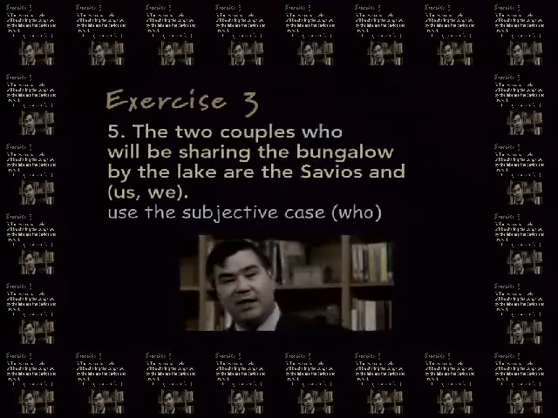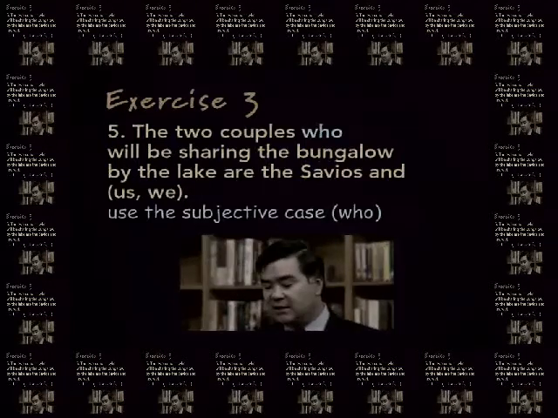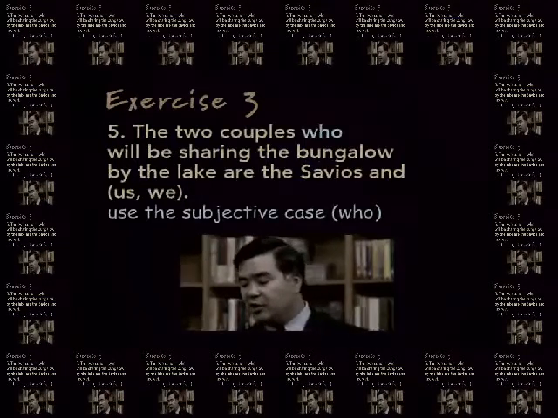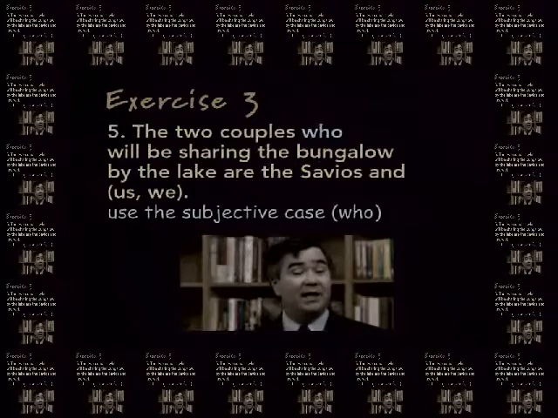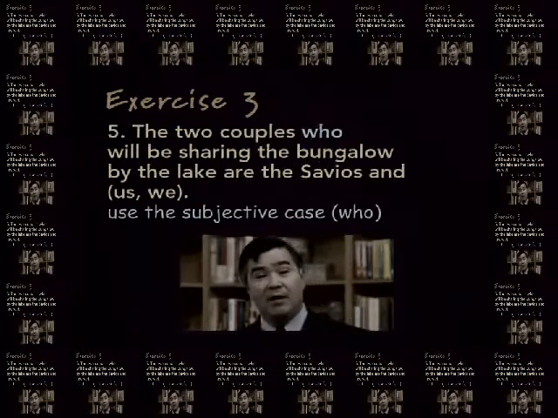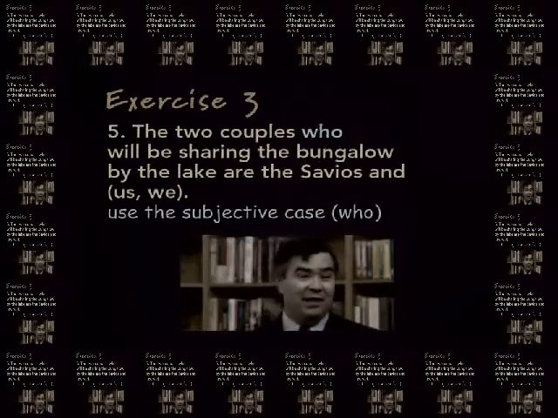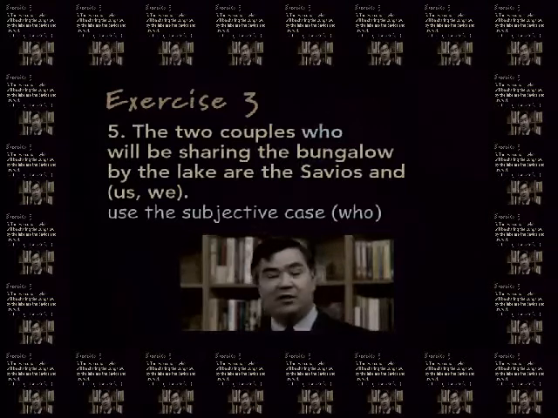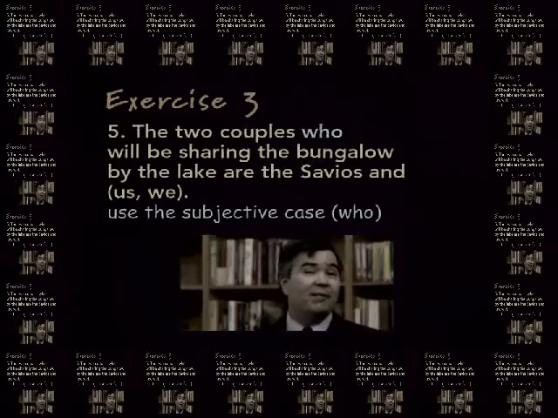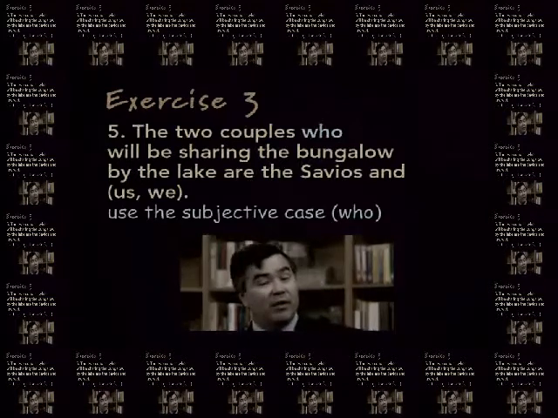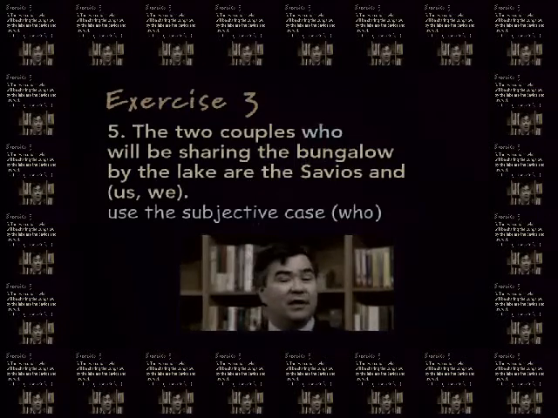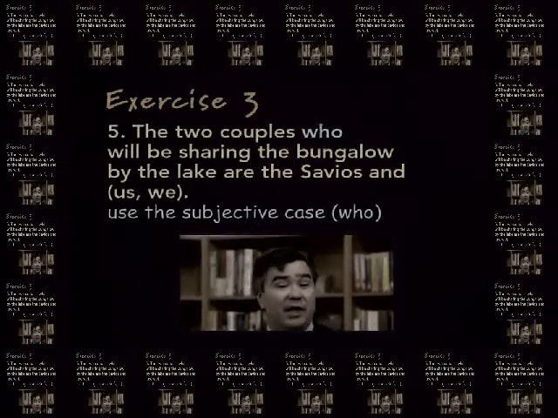Now, what about the pronoun at the very end of the sentence, us versus we? Well, the two couples are the Savios and us or we. Well, we have a compound situation here. It's the Savios and us or we, which may complicate this a bit. But remember, what we really need to figure out is whether this is a subject or an object.